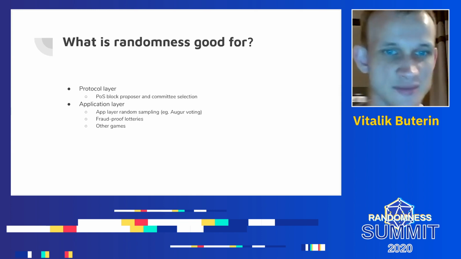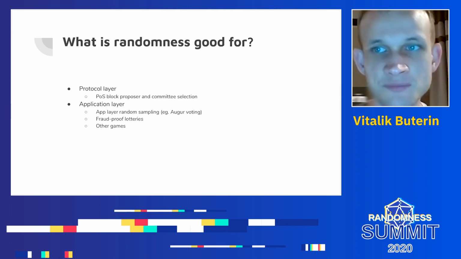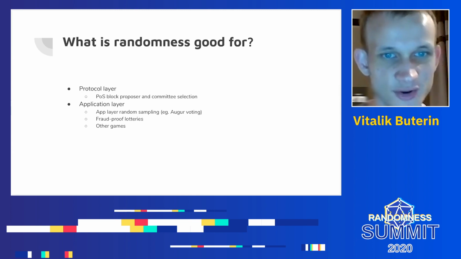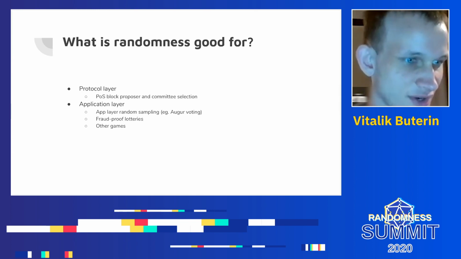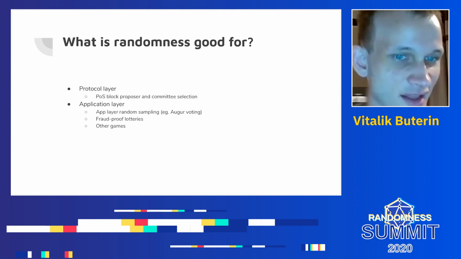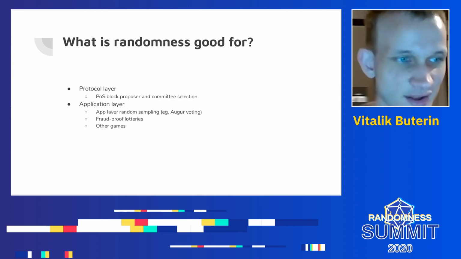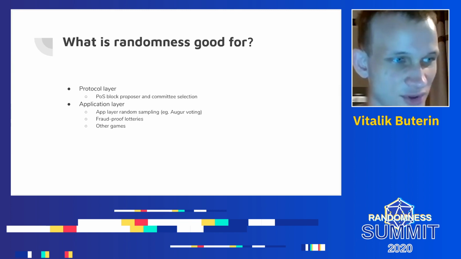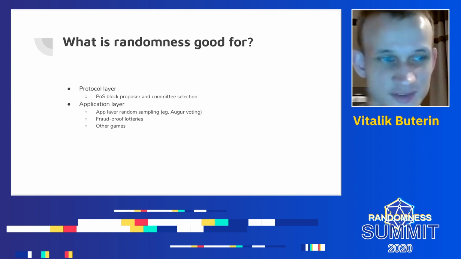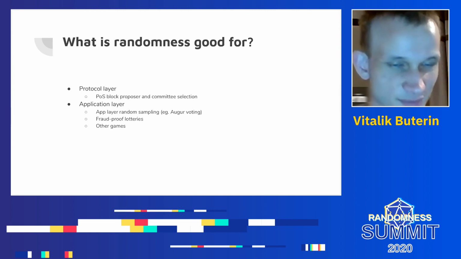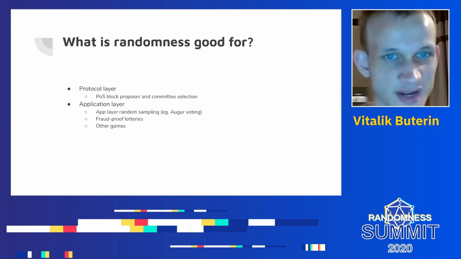So whenever you need to randomly sample some number of validators from a much larger set, you need some form of randomness. There's also application layer randomness. Application layer random sampling, for example Augur voting, fraud-proof lotteries, and in addition to that, other games. So any kind of game that depends in any way on random chance, where you want that game to run on the blockchain, either because the outcome of the game controls some assets, or just because you want to have a game on the blockchain to make the thing more trustless, then you need on-chain randomness of some kind.